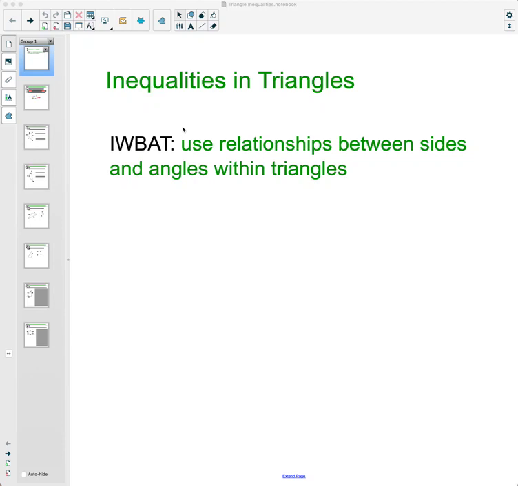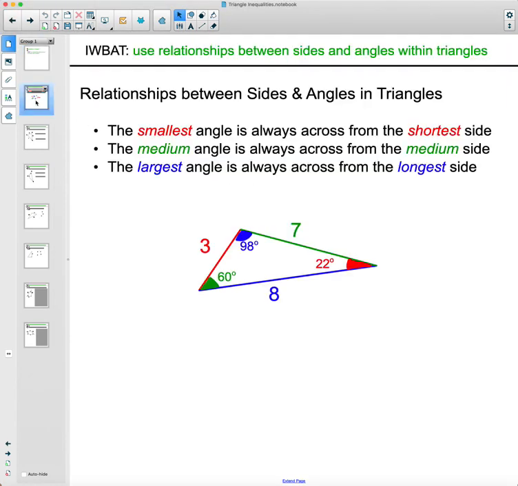In this video, we are going to talk about inequalities and relationships in triangles between their sides and their angles. When you have a triangle, the smallest angle is always across from the shortest side, the medium angle is always across from the medium side, and the largest angle is always across from the longest side. On top of all of the other things that you've learned about triangles, that two of their sides have to add up to bigger than the biggest, and that their angles all have to total 180. All of those things hold true, as well as these new relationships.